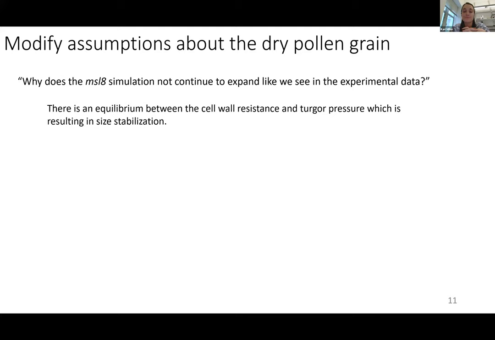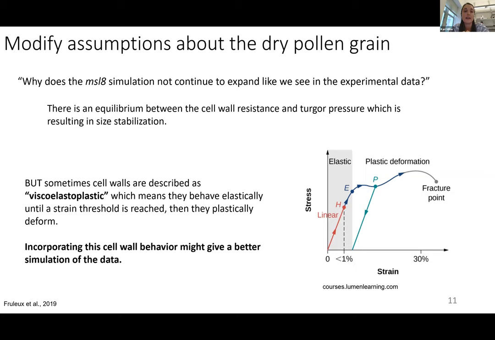So we went back and thought a little more about the properties of the cell wall, and plant cell walls are pretty unique. One way in which cell walls are often described is viscoelastoplastic. This is mechanics speak for basically the cell wall will behave elastically to a certain extent. You can follow along with this figure here on the right. They'll behave elastically, so they'll stretch kind of like a rubber band. They're flexible and stretchy in this area.